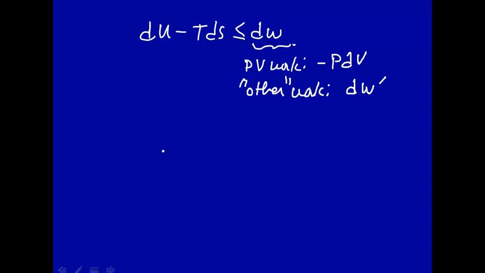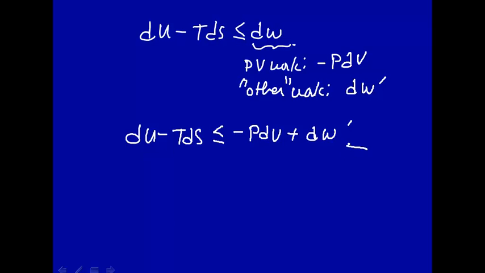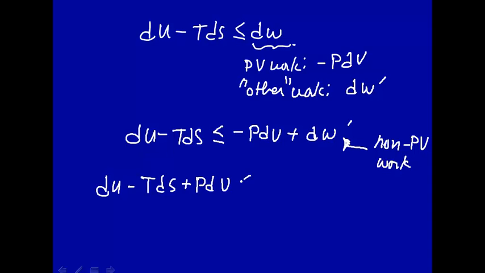All right, so we're dividing up the work. So we say that dU minus TdS is less than or equal to minus PdV plus dW prime. And this is non-PV work. And we'll learn a little bit in this lecture and certainly the other lectures that this non-PV work is chemical work, because we're chemists and Gibbs was a chemist. All right, so let's just go ahead and proceed here. Minus TdS, pull that over here, plus PdV. That is less than or equal to dW prime, that non-PV work.